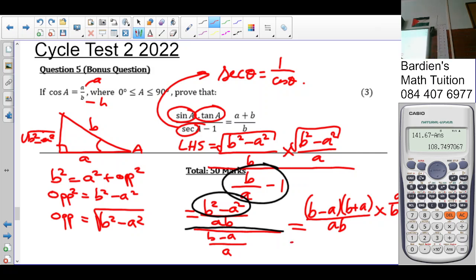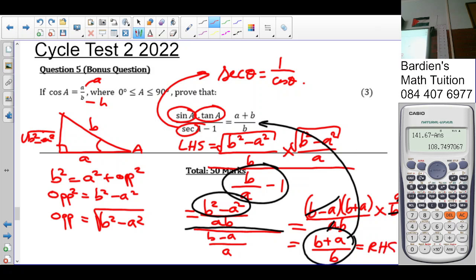So hang on. Something else I can do here. b minus a cancels b minus a. a cancels a. So what are we left with? b plus a over b. And if we look, to my surprise, it is equal to the right hand side. Get behind the calculator yourself. Take it away.